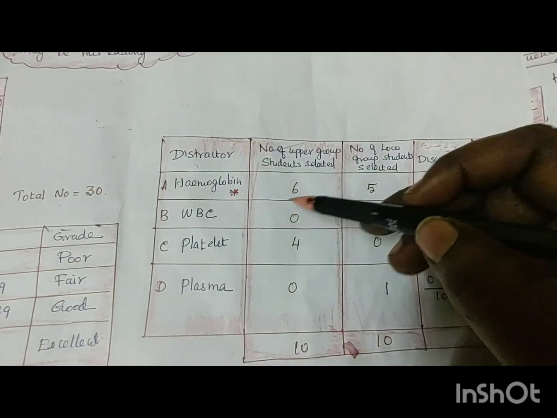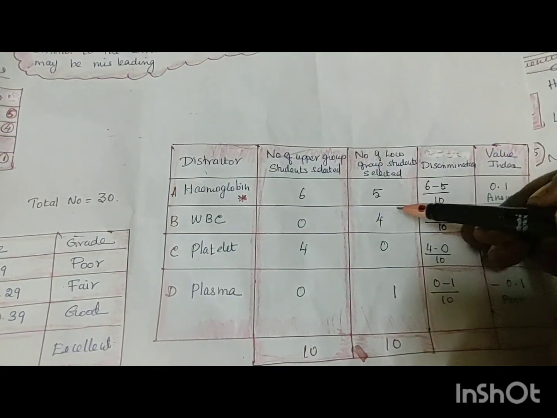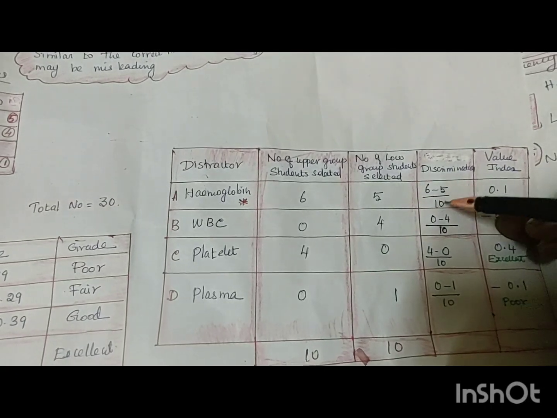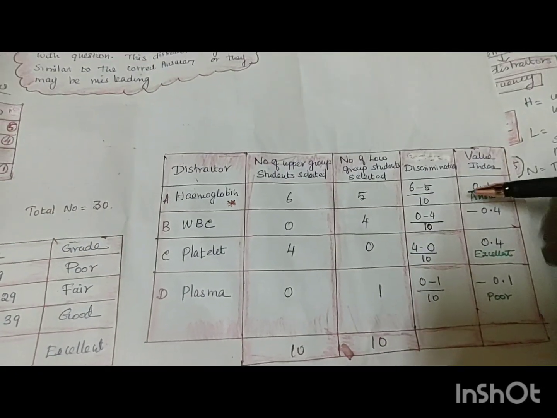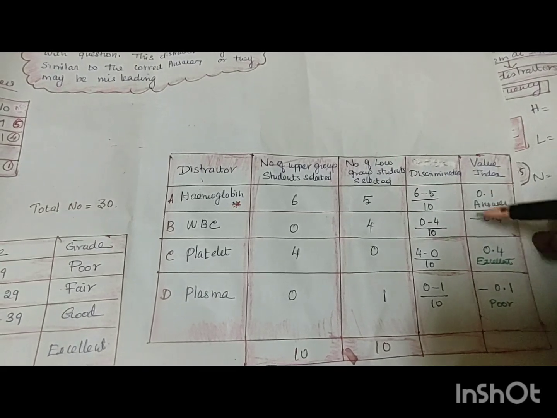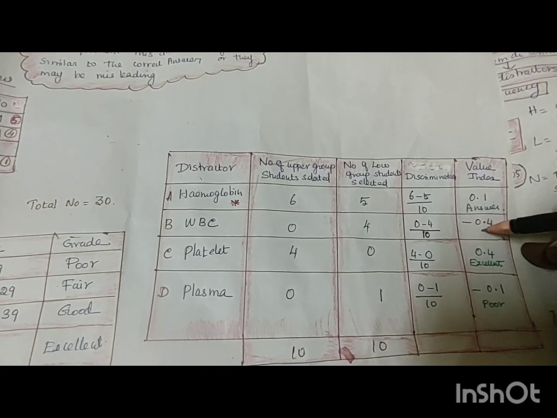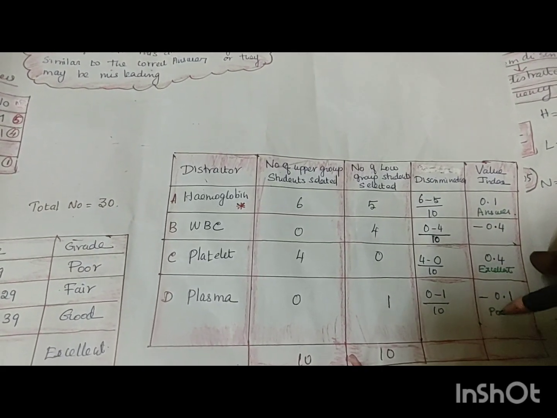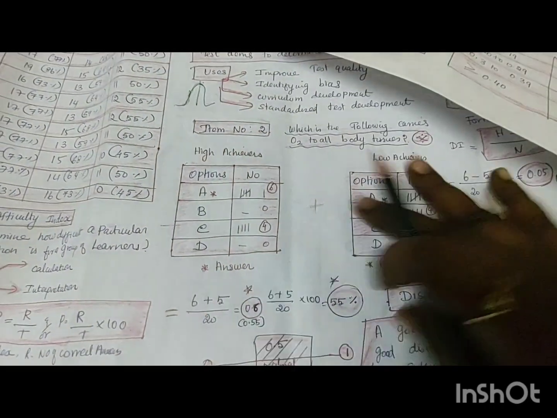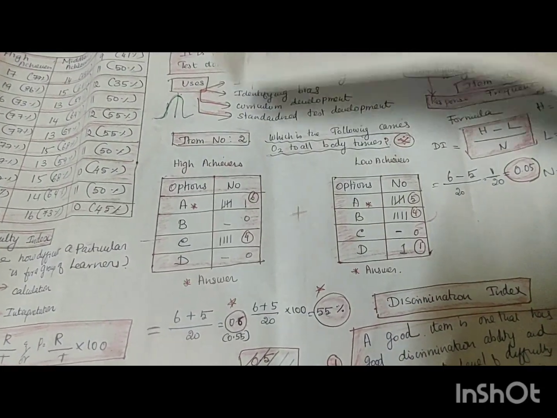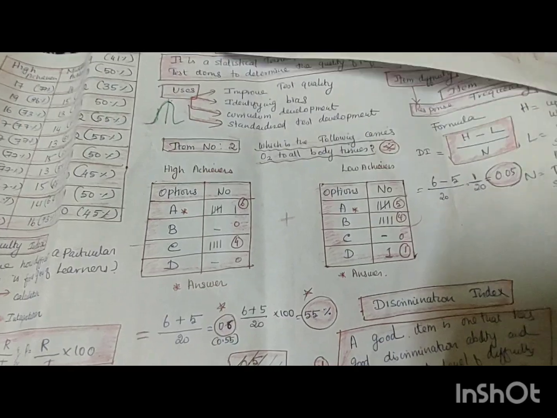Understand? So now it is the formula. What you can do is 6 minus 5 divided by 10. So your index value will be coming 0.1. Since it is the answer, you don't need to check this one; you have to check only the distractors. So this is excellent, this is poor. So the same question I have made for the difficulty index, discrimination index and distractor index. Whichever one is coming correct, you can go through with this one.